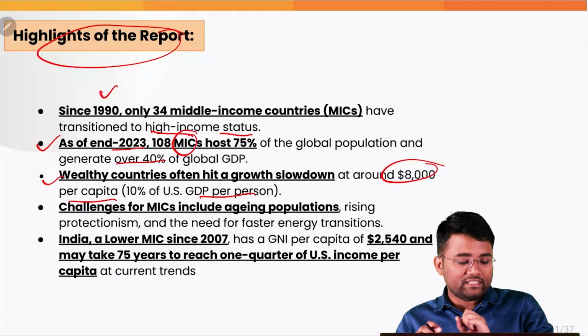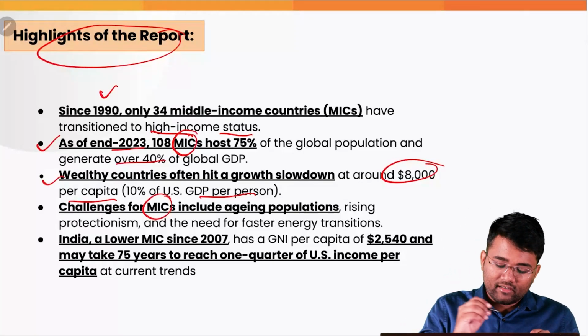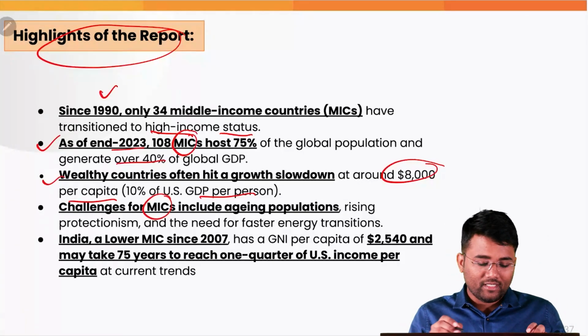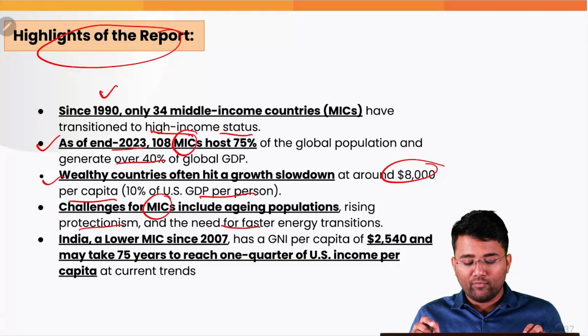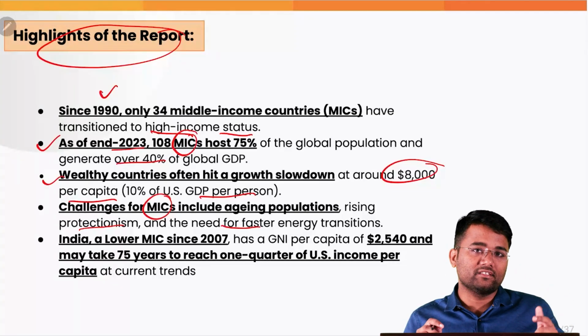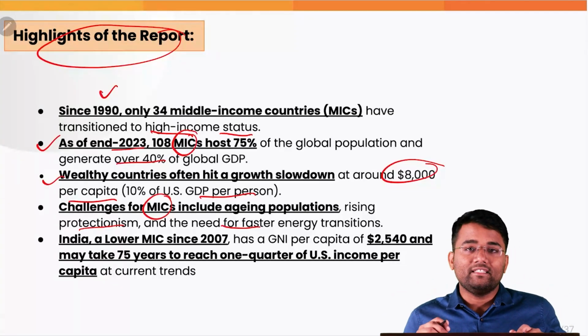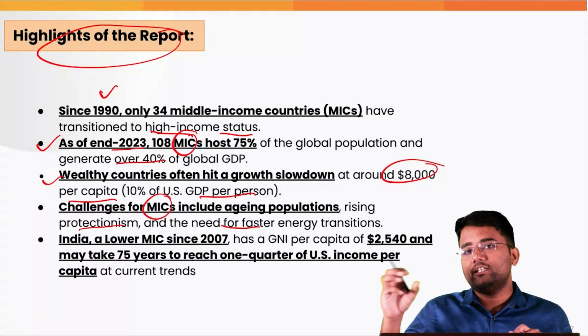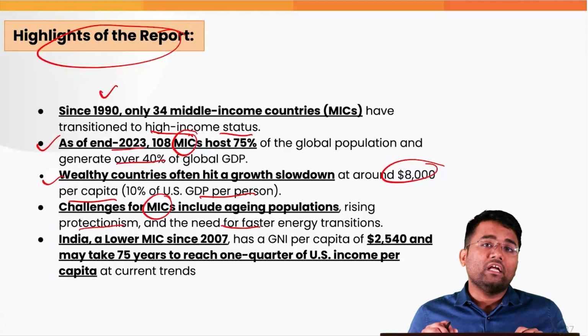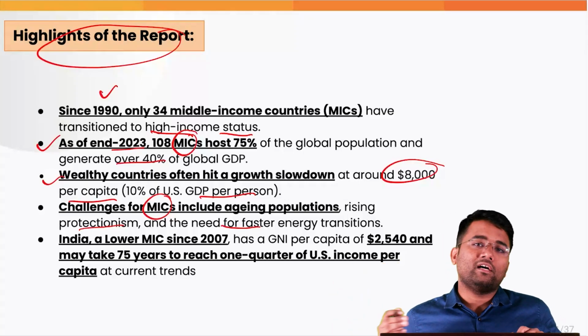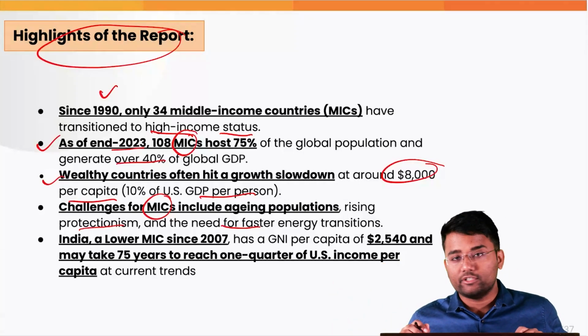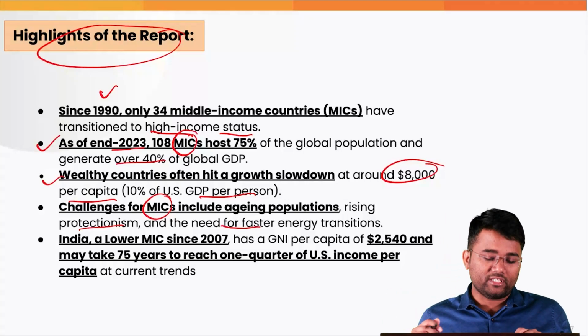And if we talk about other challenges for middle income countries, they include aging population, rising protectionism, and need for faster energy transitions towards renewable energy. For example, the achievement of net zero by 2070, or the transitioning from non-renewable sources to renewable energy sources. For example, India has made some targets like 500 gigawatt achievement.